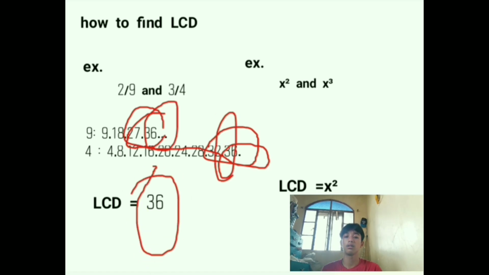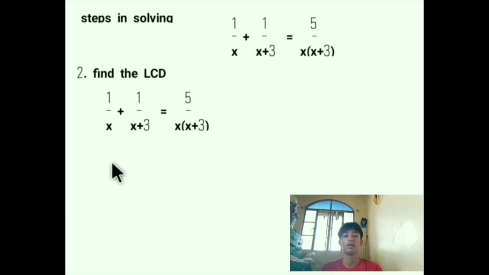Another example is when you're trying to find an LCD that has a variable: the LCD will be the biggest one. X squared and x cubed: the LCD will be x cubed because it's the biggest. Let's go back to the solving. 1 over x plus 1 over x plus 3 equals 5 over x times x plus 3. In this equation, the LCD will be x times x plus 3.